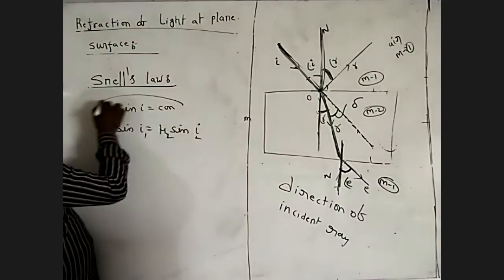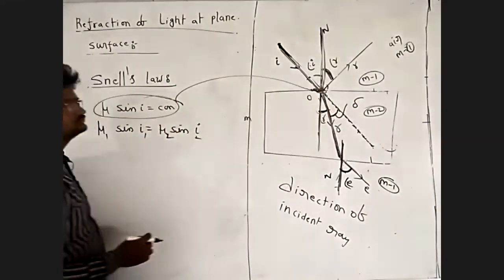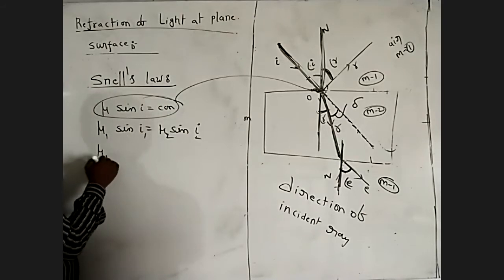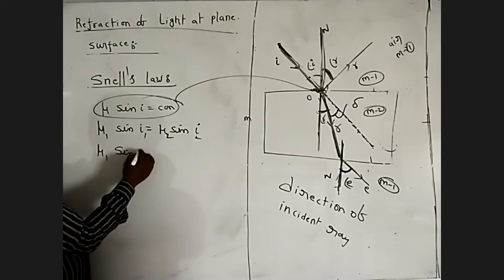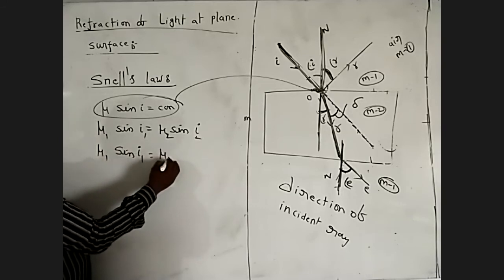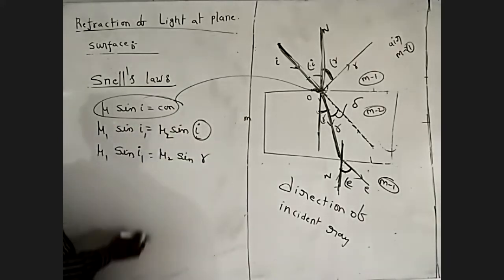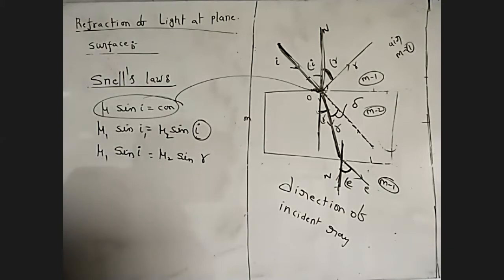Snell's law applies at this point. Mu 1 sine I1, where I1 is the angle of the incident ray, and mu 2 sine I2, where I2 is the angle of the refracted ray.